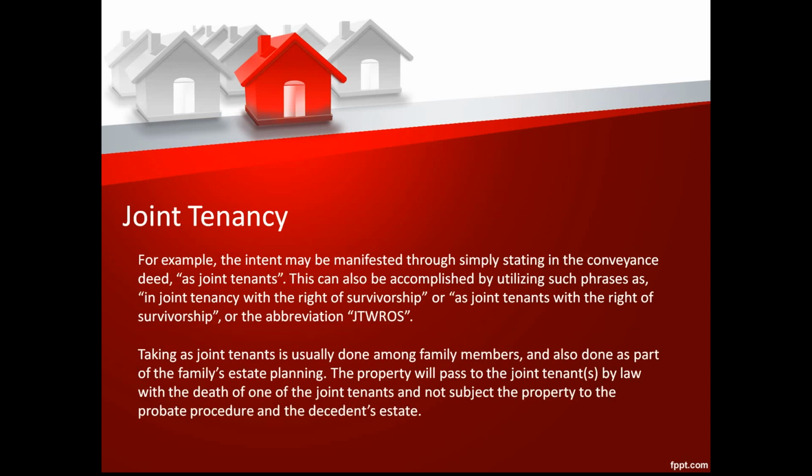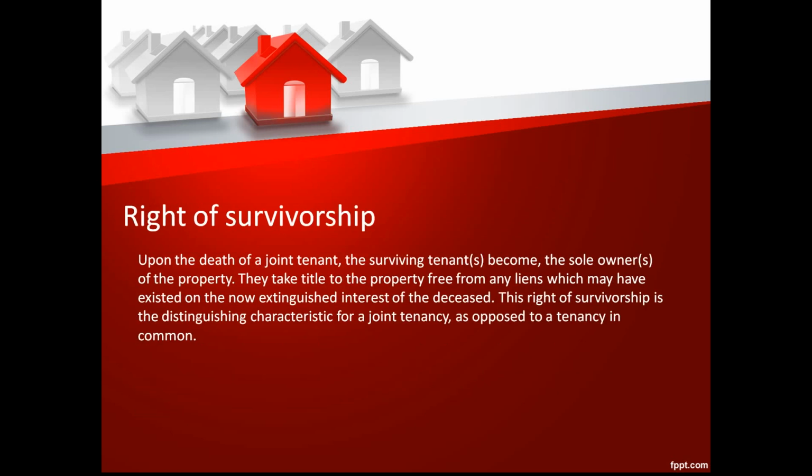For example, the intent may be manifested through simply stating in the conveyance deed "as joint tenants." This can also be accomplished by utilizing such phrases as "in joint tenancy with the right of survivorship," or "as joint tenants with the right of survivorship," or the abbreviation JTWROS. Taking as joint tenants is usually done among family members and is also done as part of the family's estate planning. The property will pass to the joint tenants by law with the death of one of the joint tenants and not subject the property to probate procedure in the decedent's estate.